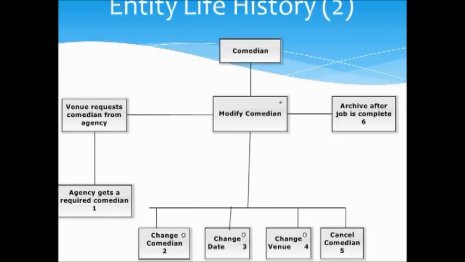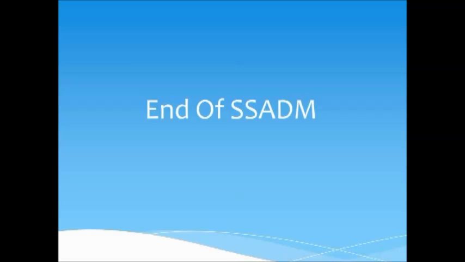First of all, the comedian will start by a venue asking the comedian agency to request a comedian, so it gets put in the system. Second would be the middle part of the modifier system: change comedian, change date, change venue, or even cancel comedian, and afterwards the job's complete, it'll then be archived. That is the end of SSADM.